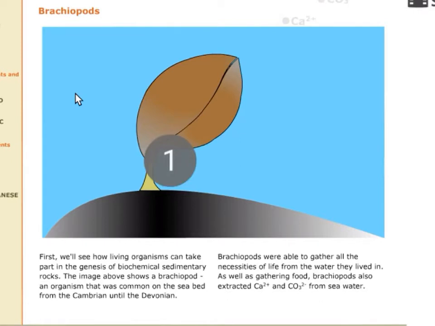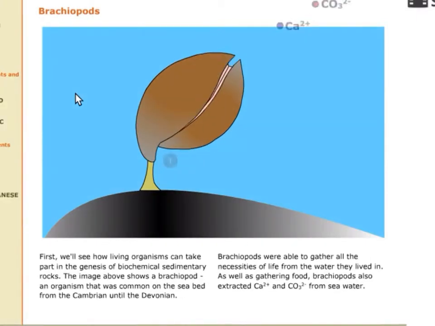So limestone is formed from living organisms. So this is a brachiopod, and what we know is brachiopods live obviously in water and the seas, and it absorbs the minerals that are dissolved in the water. So in the water, we can't see them, but these dissolved minerals are there.